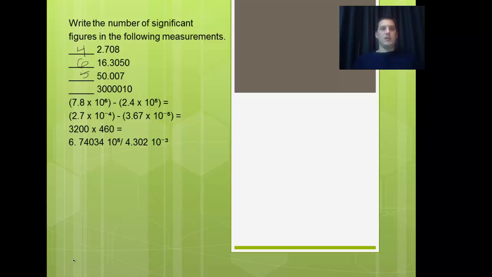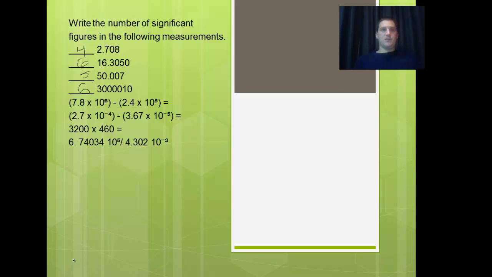So we have 3000010. Okay, so this 3, yes, is a significant figure. All real numbers are always significant. These zeros are sandwiched between 2 real numbers, so those are also going to be significant. The only one that is not significant is this trailing 0 because there is not a decimal point. If there was a decimal point, it would be significant, but since there's not, you got 1, 2, 3, 4, 5, 6 significant figures in that number.